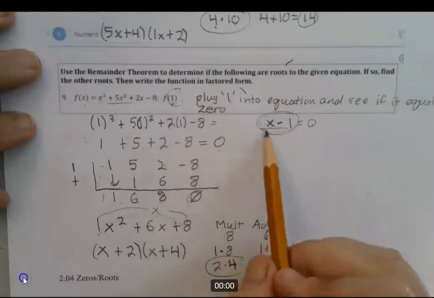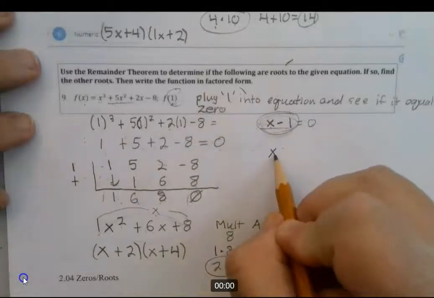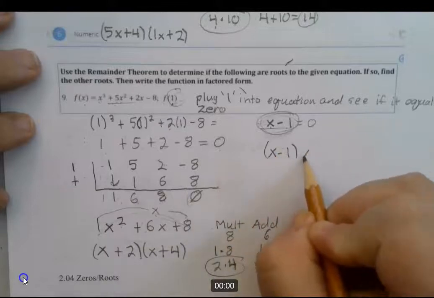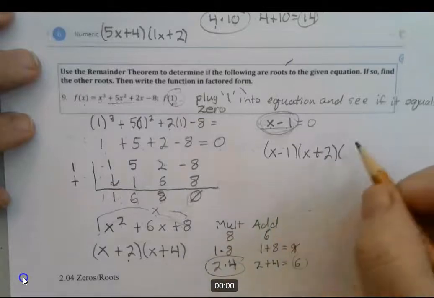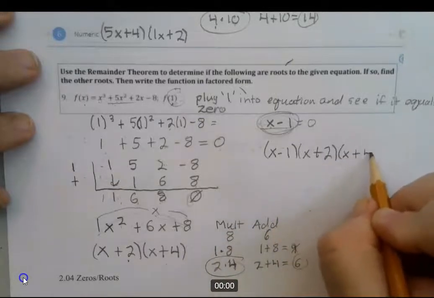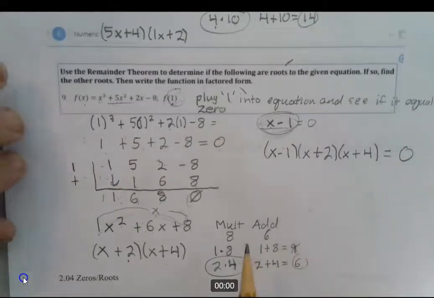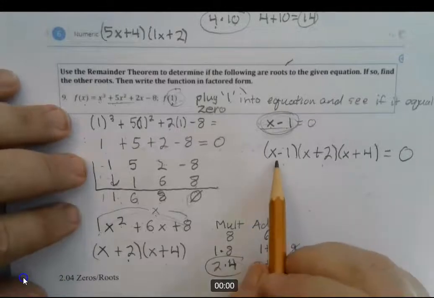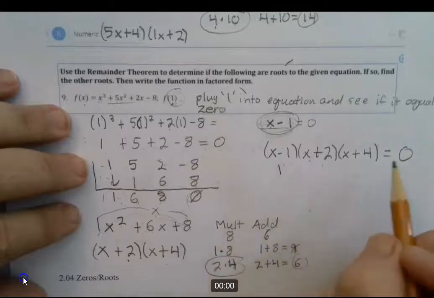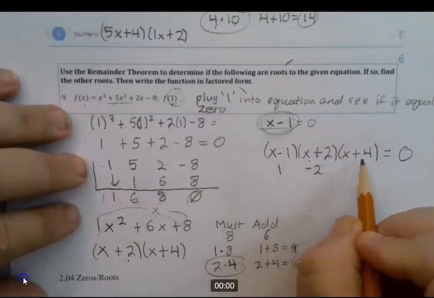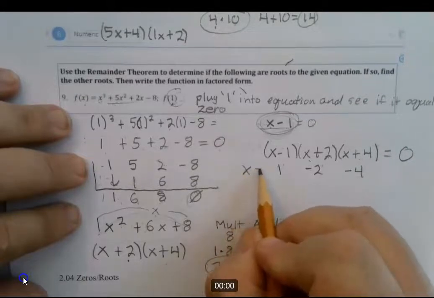But remember, we have another factor right there that we figured out at the beginning. So we're going to write that out as x minus 1 times x plus 2, and down here again, x plus 4. And that equals 0. So again, just ask what makes each of these go to 0. What minus 1 equals 0? That would be 1. What plus 2 equals 0? That would be negative 2. What plus 4 equals 0? That would be negative 4. So there are your zeros.